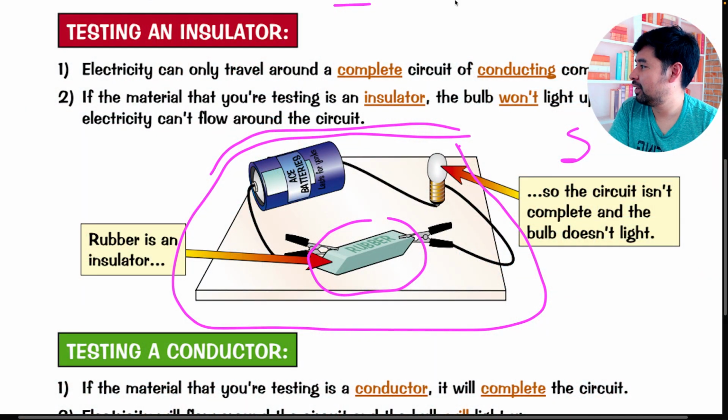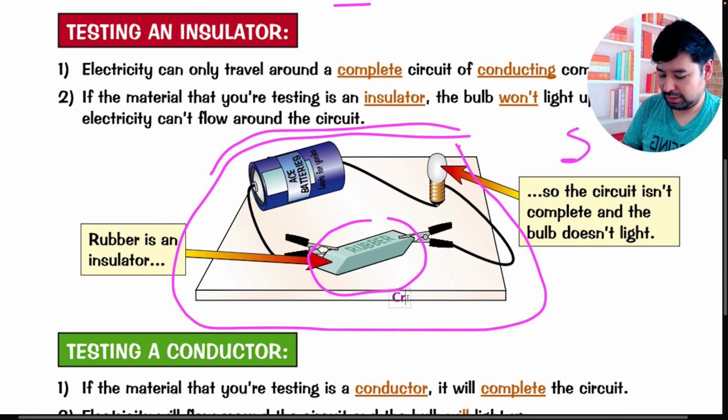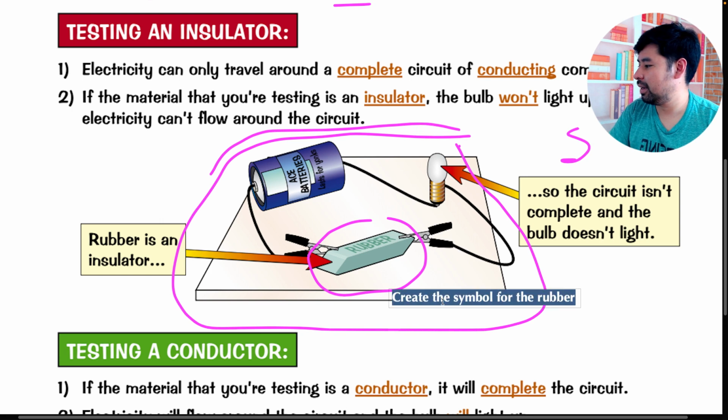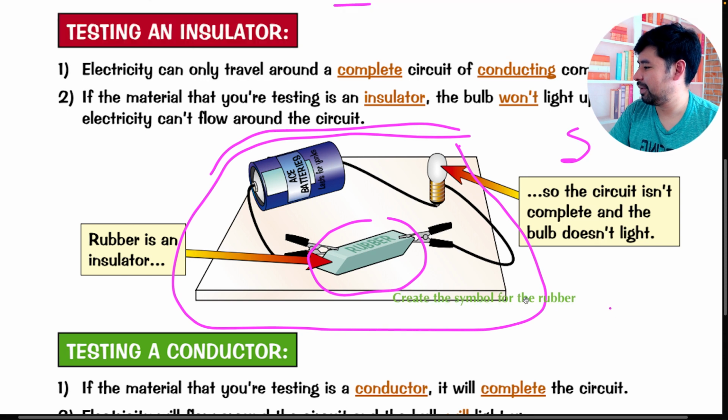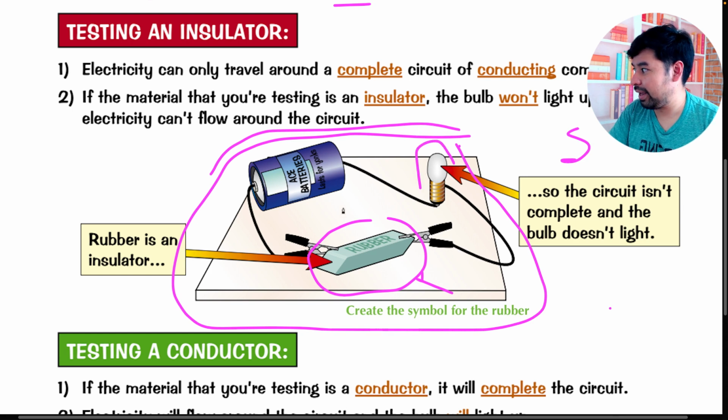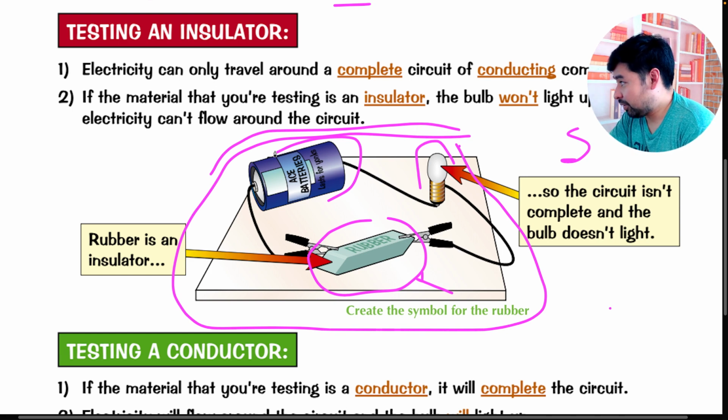Lohan, pay attention to that. Please create the symbol for rubber. Just to make sure that you will not make mistakes, create the symbol for the rubber. Let me change the color of that, let me put it green. So create the symbol for rubber. For the other components we already have symbols on the page before. So this is what you have to do. And the information: rubber is an insulator.